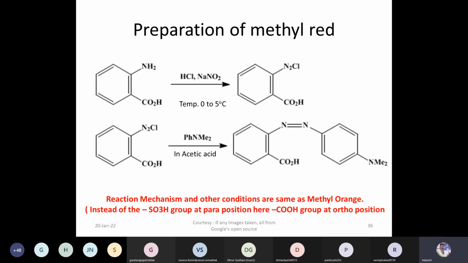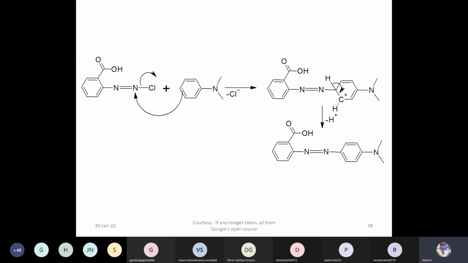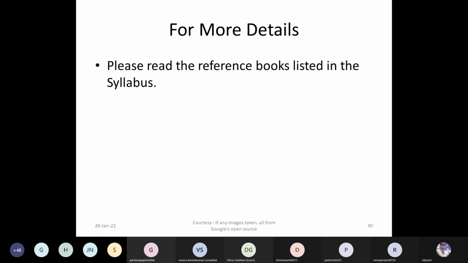So here the mechanism is not going to be discussed, because everything is same. In the requirement of chemicals also, instead of sulfanilic acid we have anthranilic acid. Remaining things are the same. Mole ratio is also almost same, but the quantity of substance required will differ due to the change in molecular mass of anthranilic acid and sulfanilic acid.